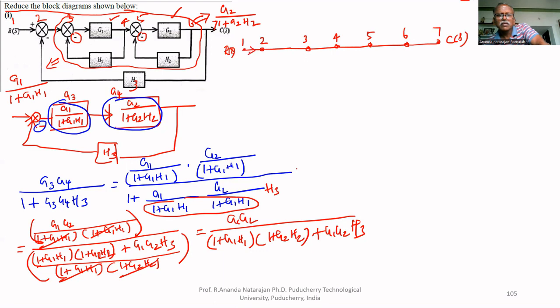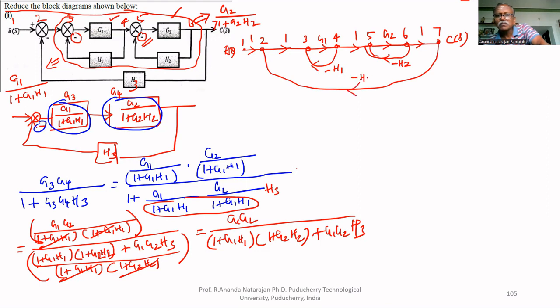1 to 2, nothing is there. That's why gain is 1. 2 to 3, nothing is there. Therefore, gain is 1. 3 to 4, G1. 4 to 5, nothing is there. 5 to 6, G2 is there. 6 to 7, nothing. Therefore, gain 1. 6 to 5, minus H2. Because negative feedback, that's why minus H2. Similarly, 4 to 3 also minus H1. Then H3 is from 7 to 2, minus H3. This is the signal flow graph.